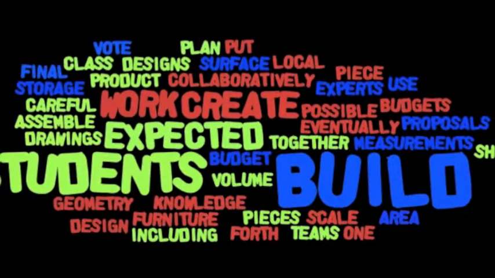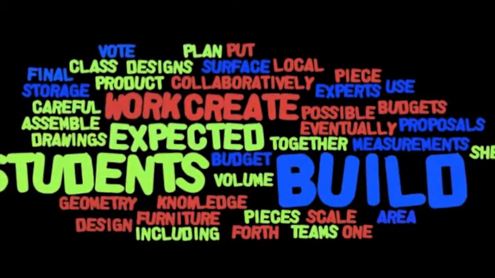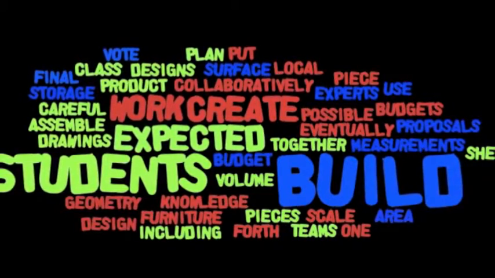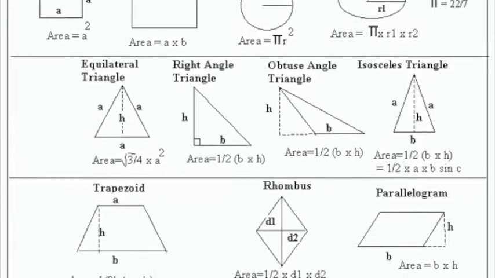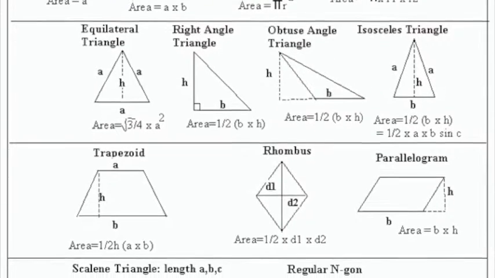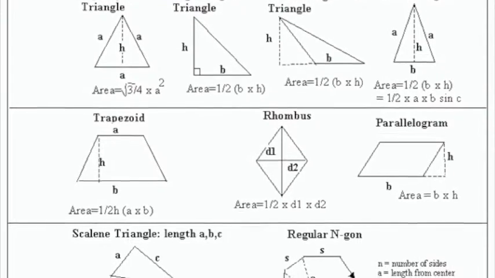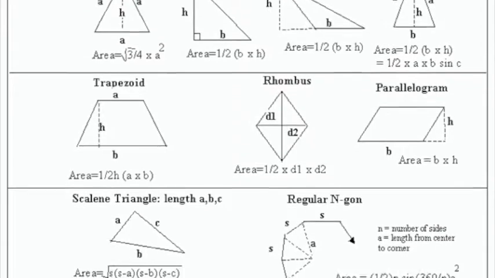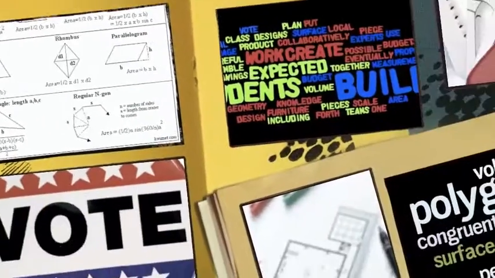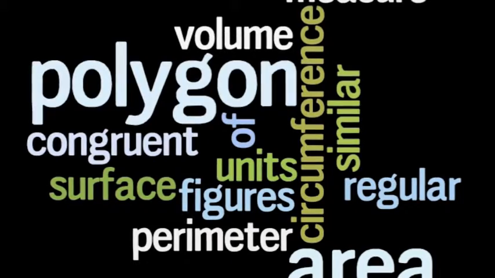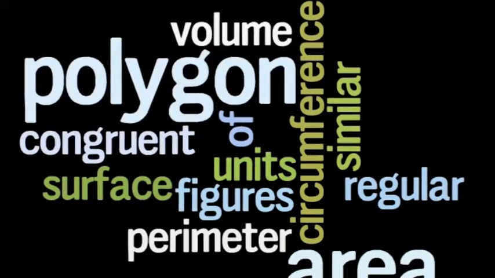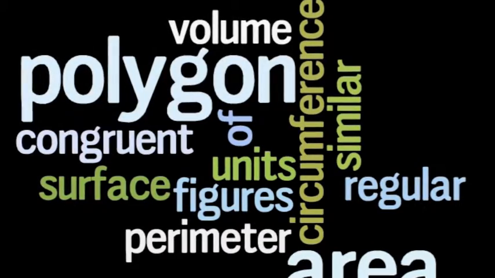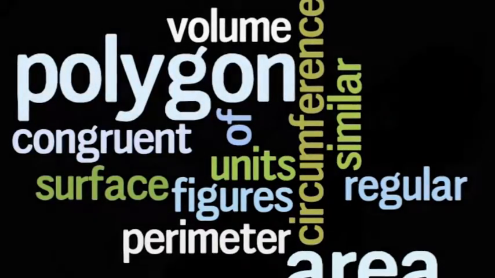Students are expected to use their knowledge of geometry to create a plan including scale drawings, careful measurement, surface area and volume, and a budget. By the end of this unit, students will know formulas for finding perimeter, area, surface area, and volume. Vocabulary including perimeter, area, surface area, volume, circumference, polygon, regular polygons, similar figures, congruent, units of measurement, etc. And that similar ratios for length, area, and volume go x for the length, 4x for the area, and 9x for the volume.